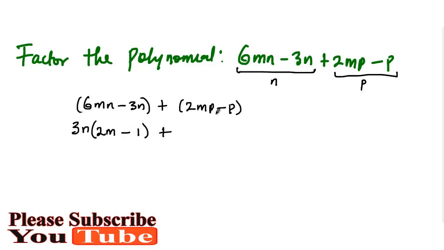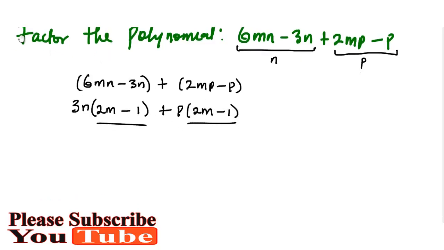What is common to both of them? That is p. So we can have p into bracket 2m minus 1. So obviously 2m and 2m is common on this side, so we can take them as 1. So we can say 2m minus 1, then the remaining term will be 3n plus p. So the final factor is 2m minus 1 into bracket 3n plus p.